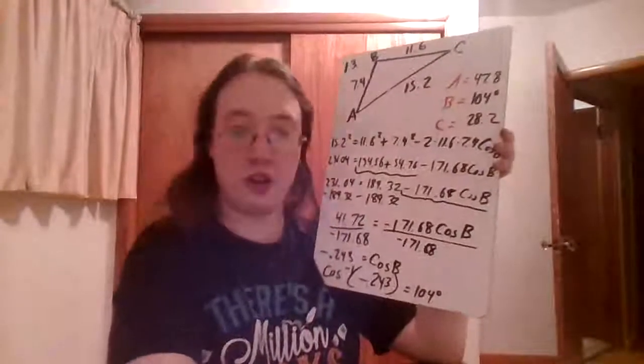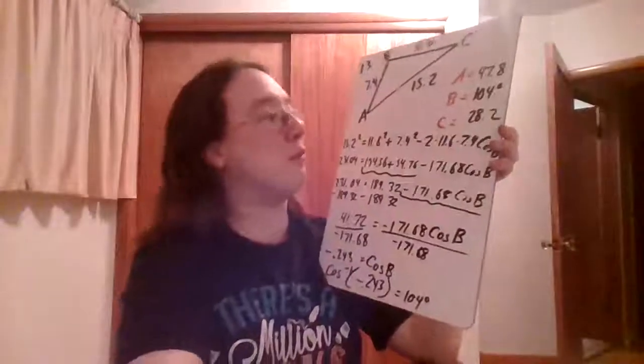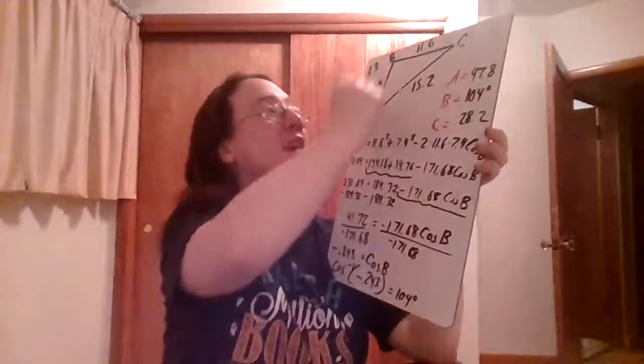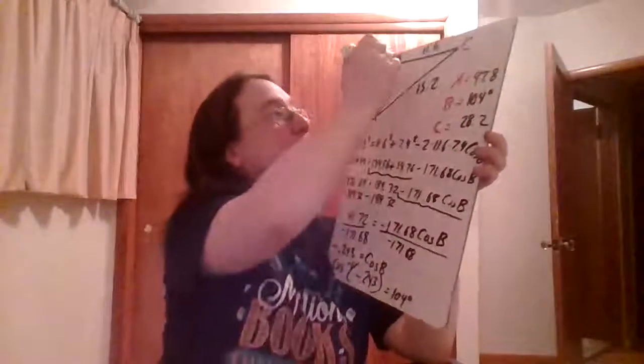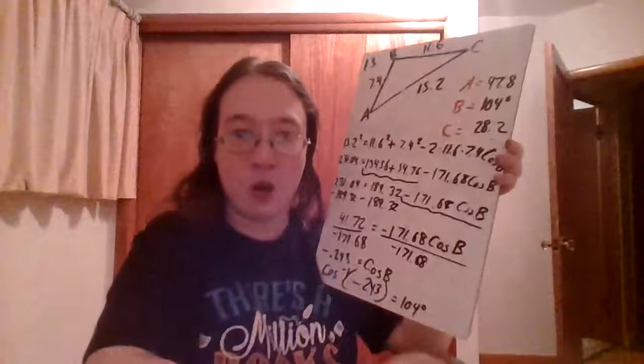And if we take a look at our triangle, those seem to be in the right ballpark. C is our shortest side, so it's going to be across from our smallest angle. That's our smallest angle, so that checks out. B is our biggest angle, and that's across from our longest side. Okay, we're in the right ballpark.